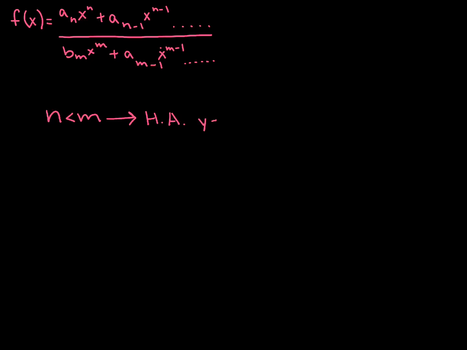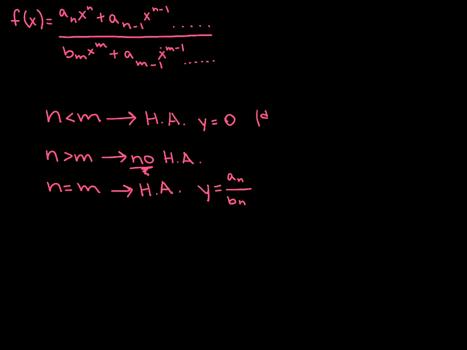Since n is less than m, your horizontal asymptote would be y equals 0. When n is greater than m, you would have no horizontal asymptote. And when they are equal, your horizontal asymptote will equal a of n over b of n. This is when the degree on the bottom is bigger. The second one is when the degree on the top is bigger. And the last one is when your degrees are equal to each other.